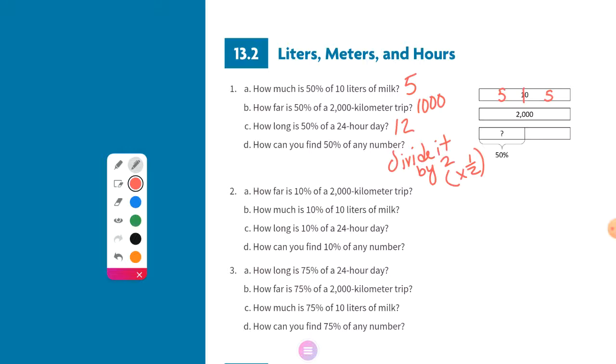Second part says, how far is 10% of a 2,000 kilometer trip? If we're taking half, we divide by 2. What is 10%? What fraction? 1/10. How do I take 1/10 of a number? Times 1/10 or divide by? 10. When we divide by 10, what does it do to our zeros? Takes one away. It moves the decimal place 1 to the left or cuts off a 0 if there is one. So what is 10% of a 2,000 kilometer trip? 200. Leah's looking at me like I'm speaking Spanish.